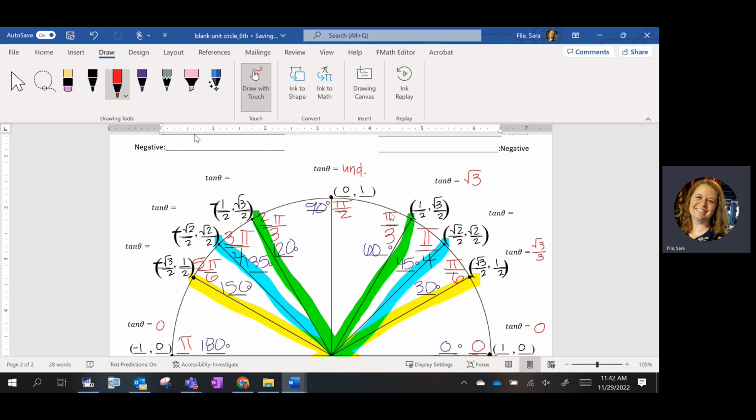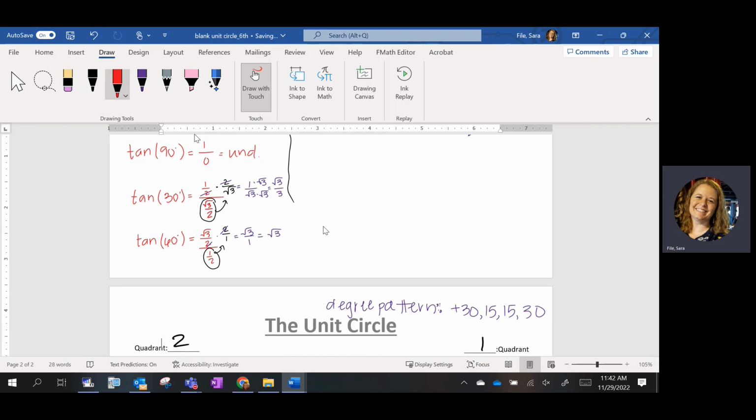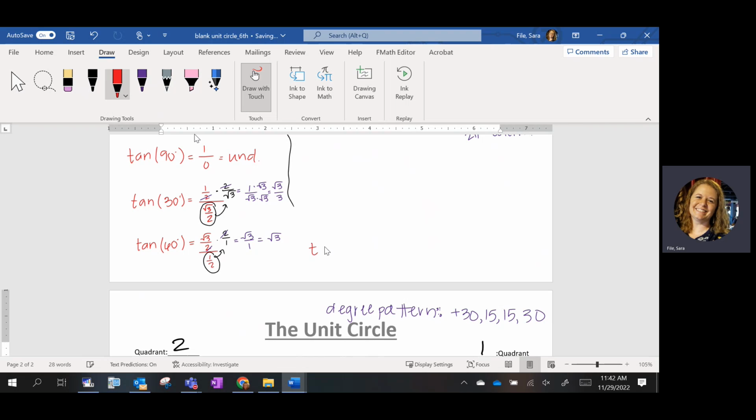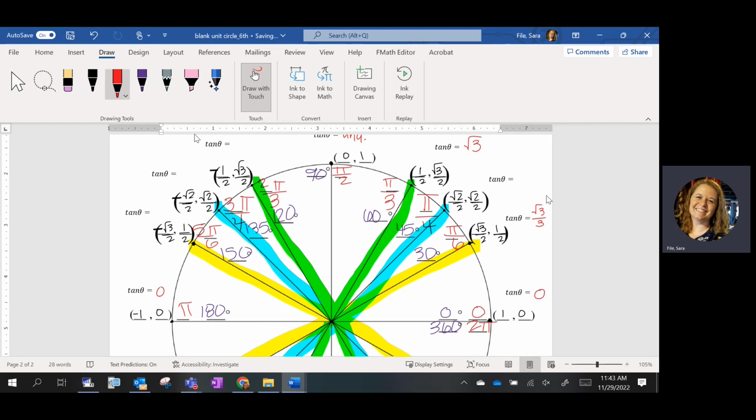Now, I was going to say I'm not going to make a note of tangent at 45 because it's pretty easy, but just so you can see it. It doesn't look easy if you set it up. Root 2 over 2 over root 2 over 2. But if you think about that, aren't those the exact same numbers, the x and the y? And anything divided by itself is 1. So at 45 degrees, tangent is simply 1.